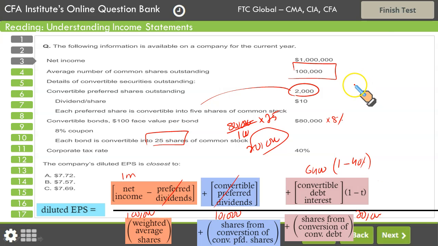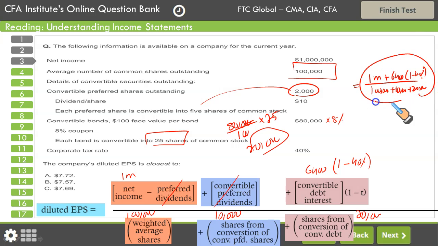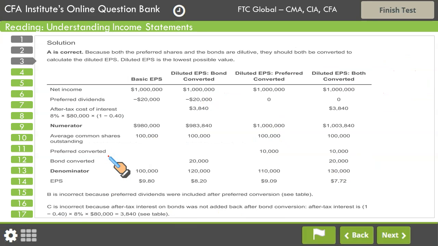So now what's going to be your final numerator number? 1 million plus 6,400 times 1 minus 40% upon 100,000 plus 10,000 plus 20,000. If you simplify all of these, your result would be 7.72. That's your diluted earnings per share, and it perfectly matches with your option A. Next.